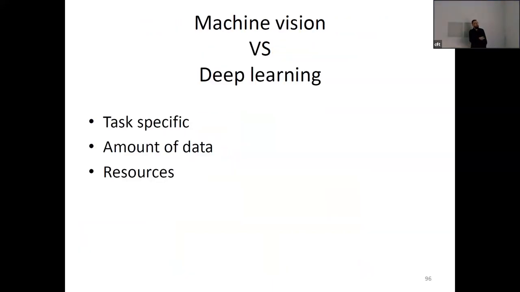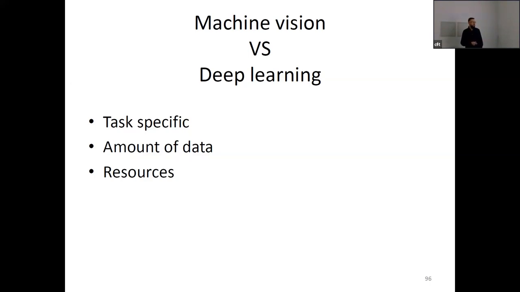So to sum up, machine vision versus deep learning is very task specific. It depends on what you are looking for, what you are doing, and how much time you want to spend on it. So also the amount of data. If you have a lot of people to annotate your data, to label your data, it's easier to apply deep learning. But if you have only a few images, it's often better to use classical machine vision.